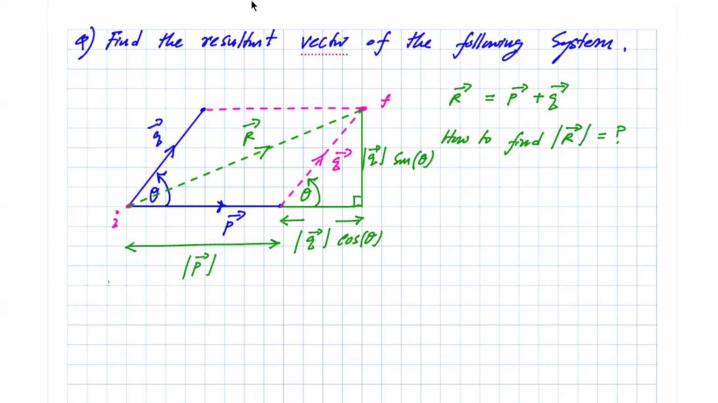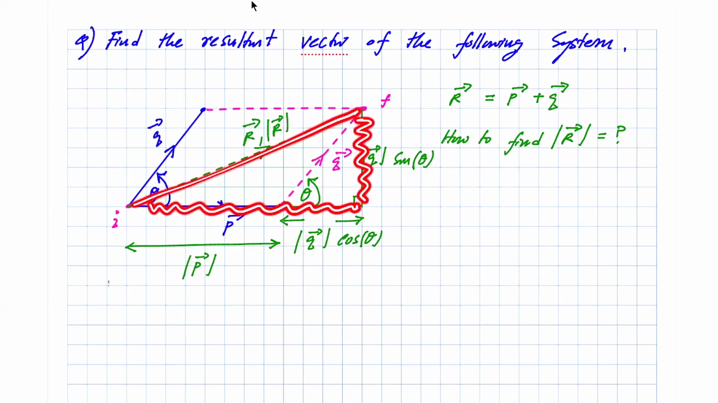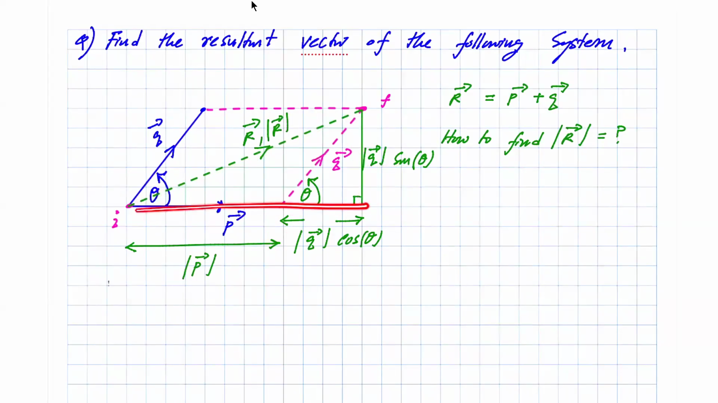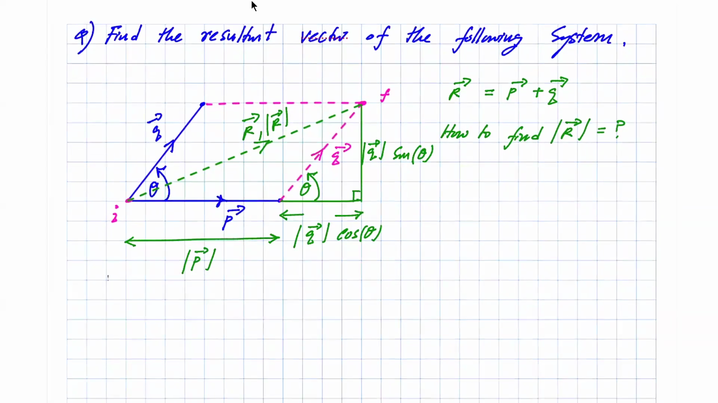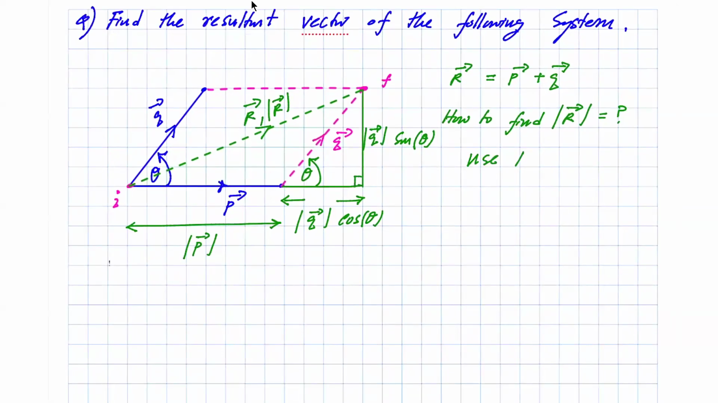So now if you want to find R vector magnitude, which is the size of this one, what we are going to do is use Pythagoras theorem. So that's going to be this distance and this distance. So we are going to use those two distances, which we already have. So this distance is this guy plus this guy. Vertical distance is going to be just this guy. So we are going to use the Pythagoras theorem, right?